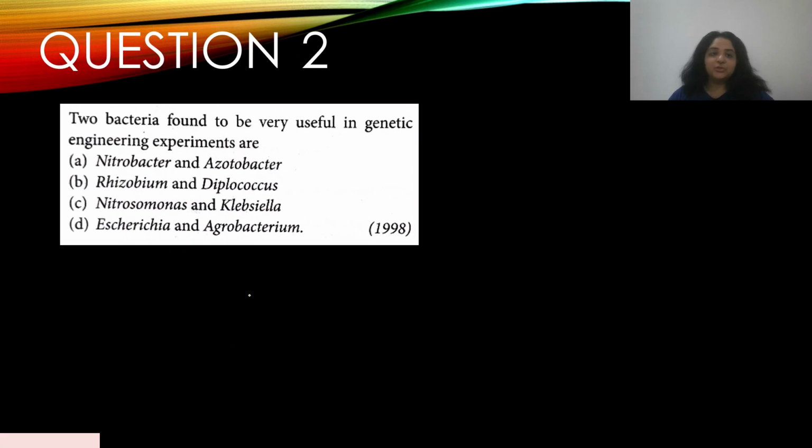Question number 2. Two bacteria found to be very useful in genetic engineering experiments are, and this appeared in 1998. A. Nitrobacter and Azotobacter, B. Rhizobium and Diplococcus, C. Nitrosomonas and Klebsiella, D. Escherichia and Agrobacterium. Okay, so the ones that are useful in genetic engineering are D. Okay, so the answer is D, and we've already discussed this also.